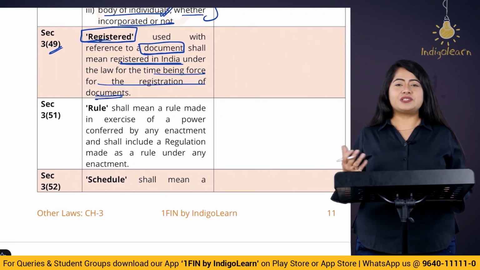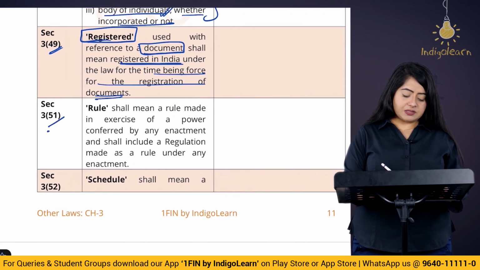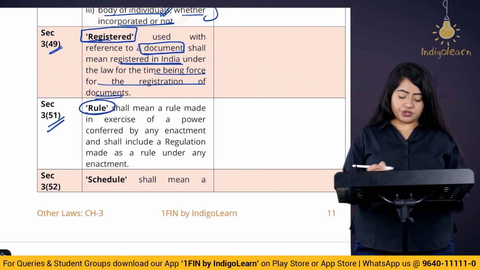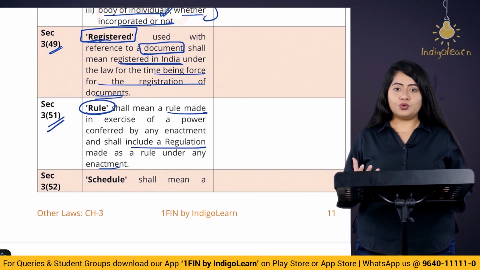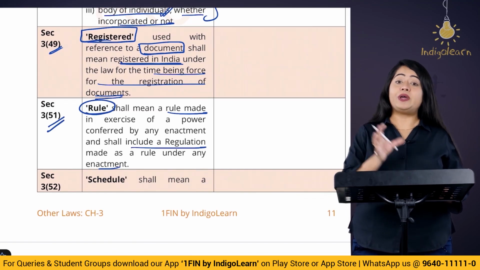The next few definitions are very simple. In clause number 51, we define rule. So what is rule? Rule shall mean the rule made in exercise of the powers conferred by any enactment and shall include the regulations made as a rule under any enactment. So when we say rule, it basically means the rule relating to an enactment.